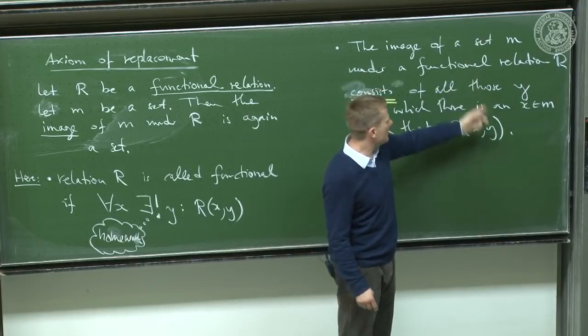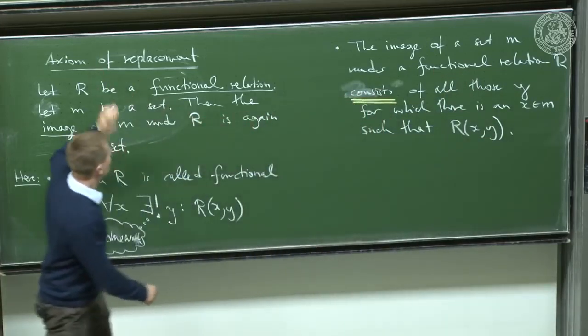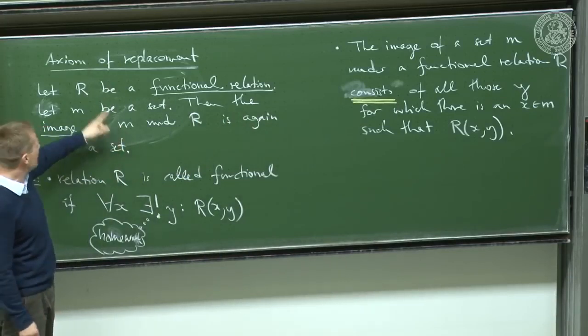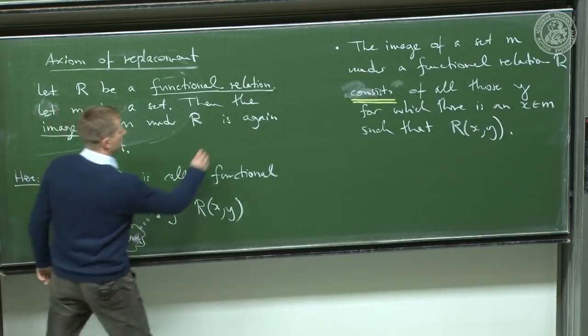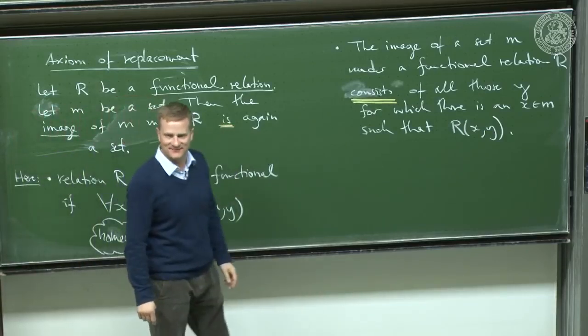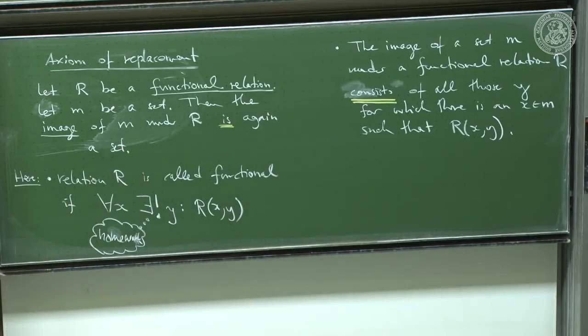Well, the answer is, I make no such assumption, but it's in fact the axiom of replacement that guarantees this. The axiom of replacement says that the image is again a set. Okay? So that's the logic here. It is guaranteed by postulate, by the axiom of replacement.